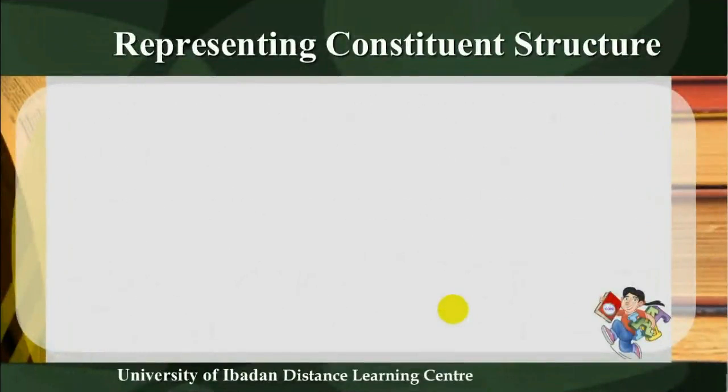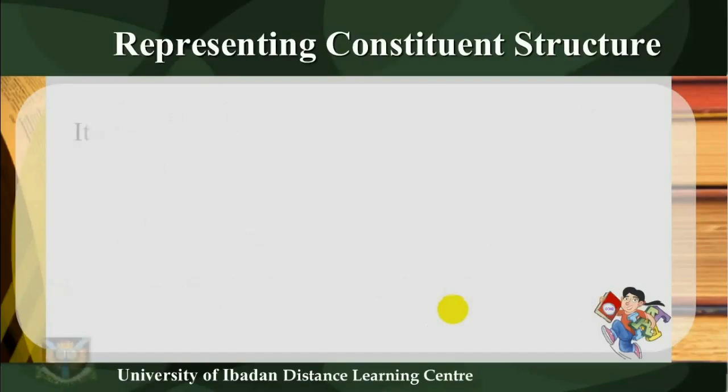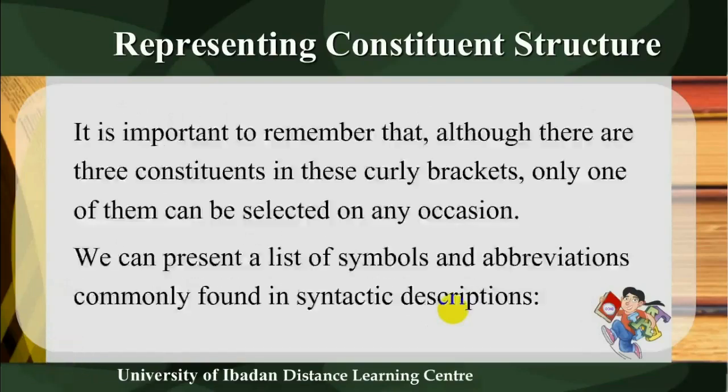NP → {Art N, Pronoun, Proper noun}. It is important to remember that although there are 3 constituents in these curly brackets, only one of them can be selected on any occasion.